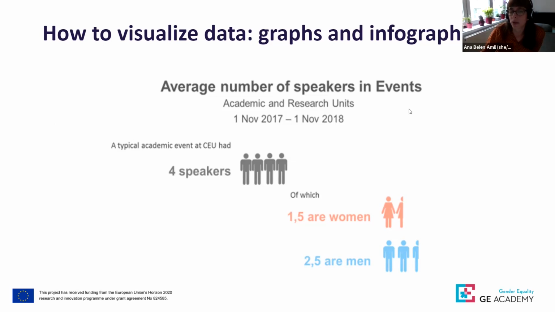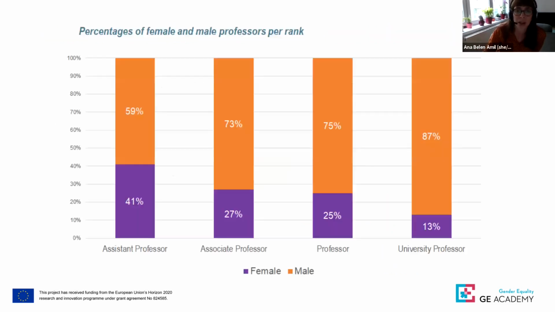So we basically took all of the events and measured by hand how many women and men were participating in those events. And we came to the conclusion that the average event has 4 speakers, and 1.5 of those are women, 2.5 are men. Of course, we all understand that people don't come in halves, but generally it's a very good way to illustrate and highlight the differences in gender distribution of speakers in an event.